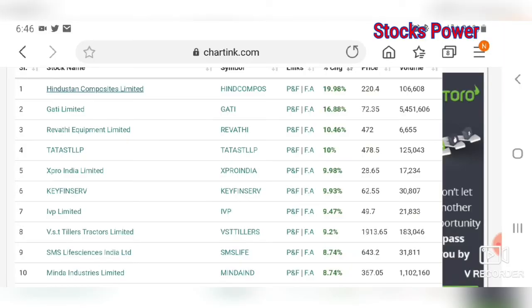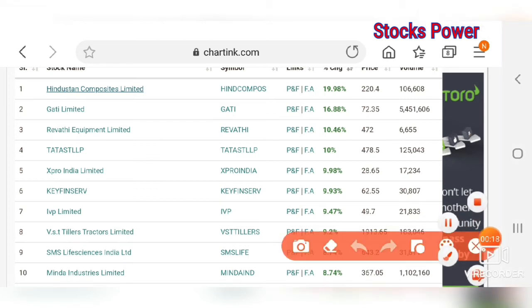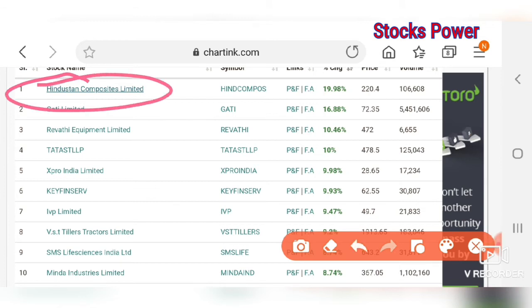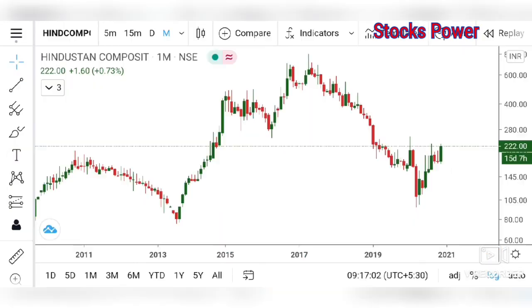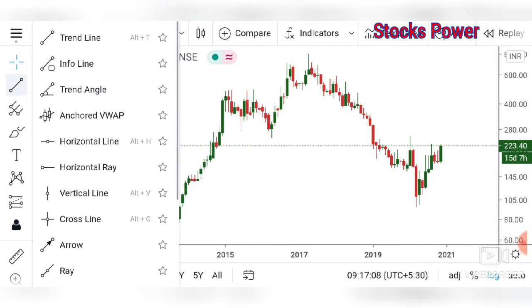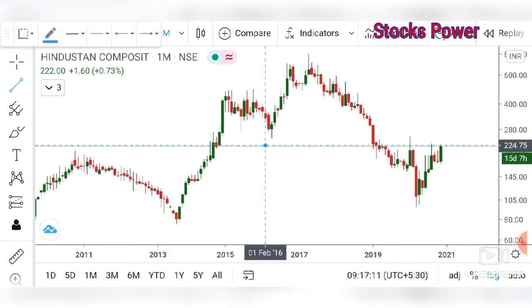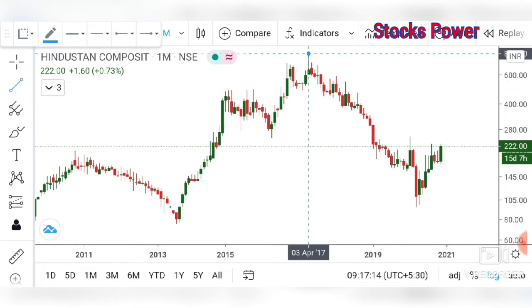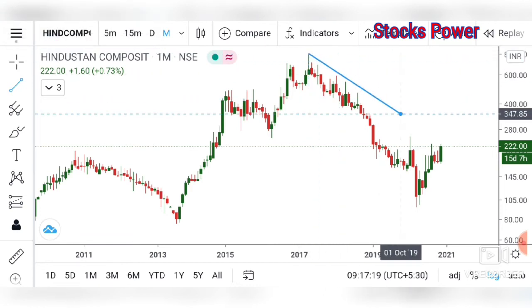So here are the stocks we have to select and see on the chart whether that stock has given a breakout or not. While selecting the stock we have to see on the chart that the chart setting should be of 4 month. So the first stock is Hindustan Composites Limited. We will see it on the chart. We'll draw a trend line and see whether it is giving a breakout or not. We have to keep this at the high, and the chart setting should be of 4 month or weekly.